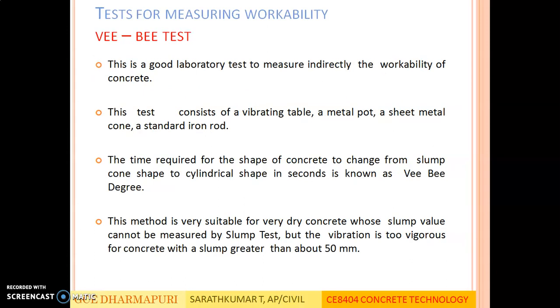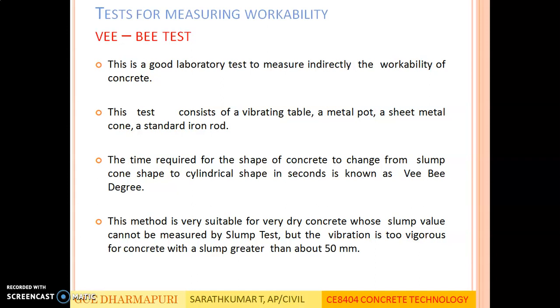The next one is the VB test. This is a good laboratory test to measure indirectly the workability of concrete. This test consists of a vibrating table, a metal pot, a sheet metal cone, and a standard iron rod. The time required for the shape of concrete to change from slump cone shape to cylindrical shape, in seconds, is known as VB degree. This is similar to the flow test.